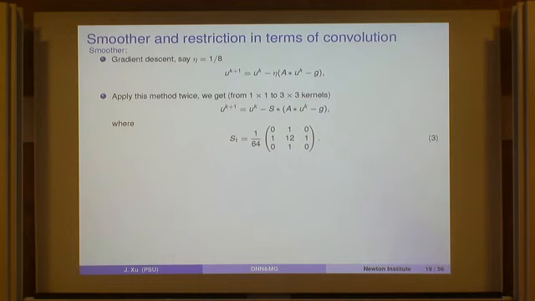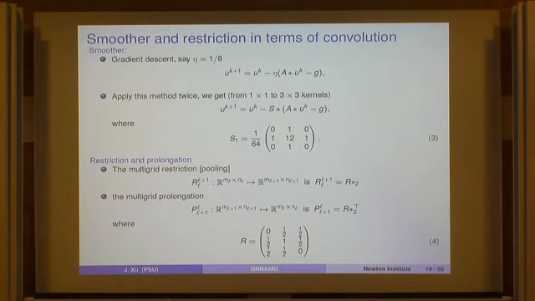But if you do the gradient descent twice, I want to use this convolutional notation. If you do it twice, it's still a kind of convolution. This is like a Jacobi or the gradient descent method. I use gradient descent as a smoother, and then you have this iteration method like this. Another ingredient is the prolongation and restriction.